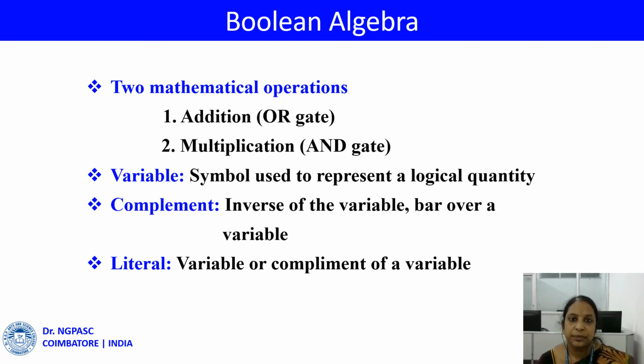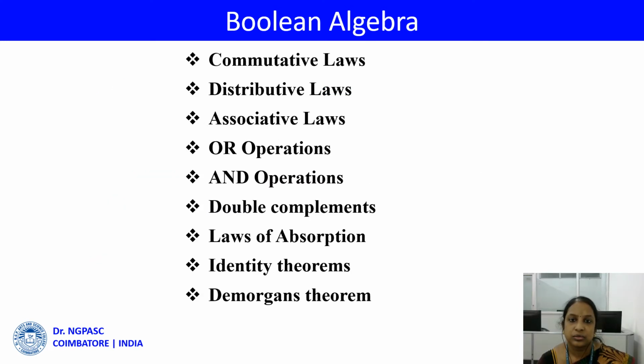Boolean algebra is used to analyze and simplify digital logic circuits. It uses only the binary numbers, that is 0 and 1. It is also called binary algebra or logical algebra. It comprises two mathematical operations, that is addition and multiplication. It consists of a variable, which is a symbol used to represent a logical quantity. The complement of the symbol is given by the inverse of the variable, by applying a bar over the variable.